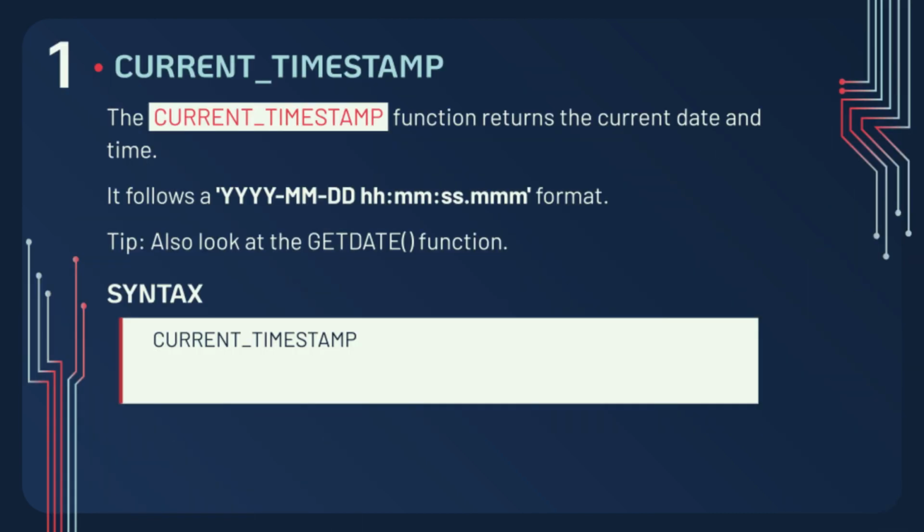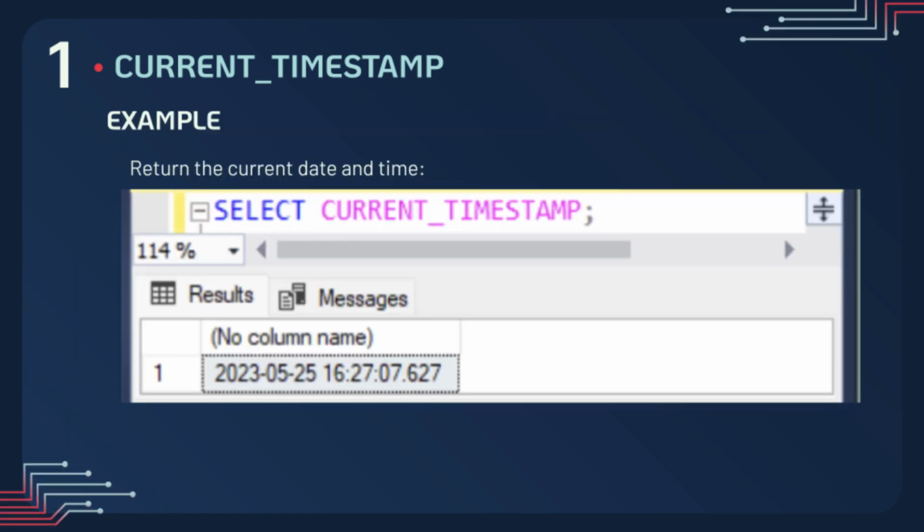CURRENT_TIMESTAMP. The CURRENT_TIMESTAMP function returns the current date and time. It follows a year, month, day, hour, minute, seconds, and milliseconds format. Look at the syntax: CURRENT_TIMESTAMP. Here's an example: SELECT CURRENT_TIMESTAMP, and when you execute that, the result will be 2023-05-25 16:27:07.627, because that is the current date and time in that moment.